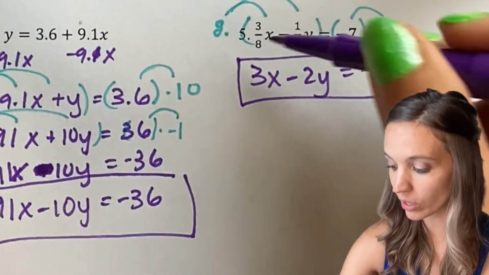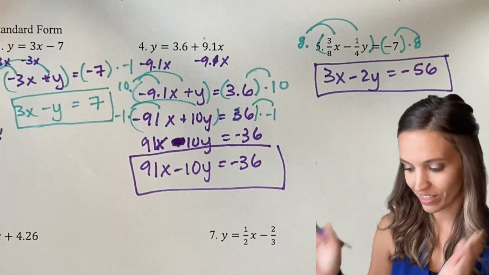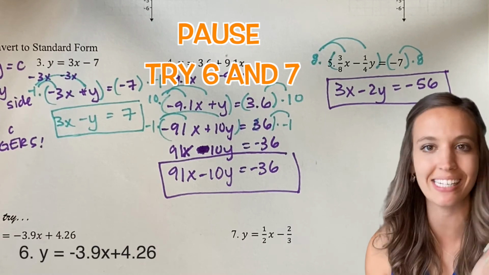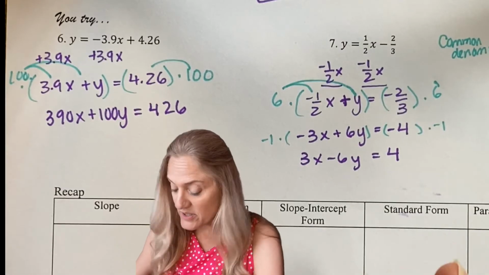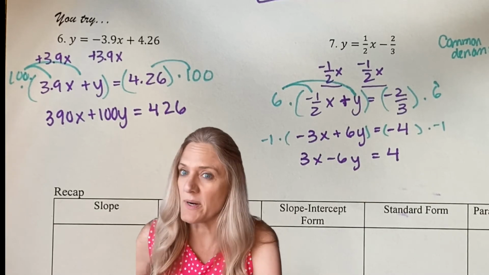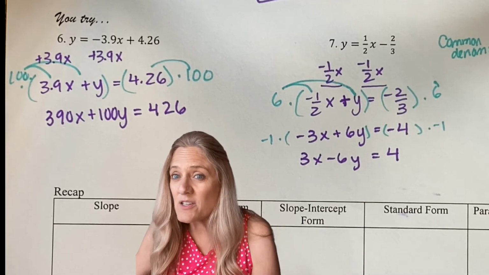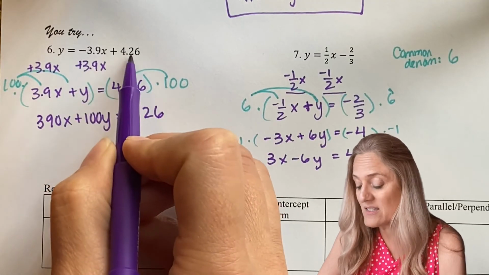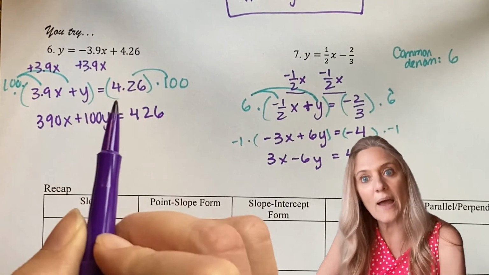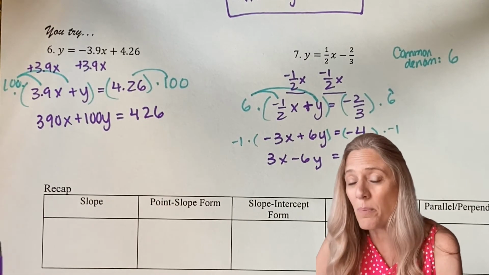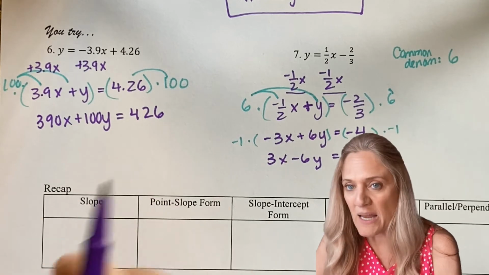So with fractions, we looked for a common denominator to multiply by. With decimals, we look for a power of 10. Go ahead, give the next two a try. 6 and 7. You got this. Number 6. 390x plus 100y equals 426. You might have gotten stuck on this one. I hope you didn't. We had tenths with 3.9, but we had 26 hundredths. So I had to multiply by 100, and that might have made it a little bit tricky. If you need to, pause it, look at that, and make sure you understand.